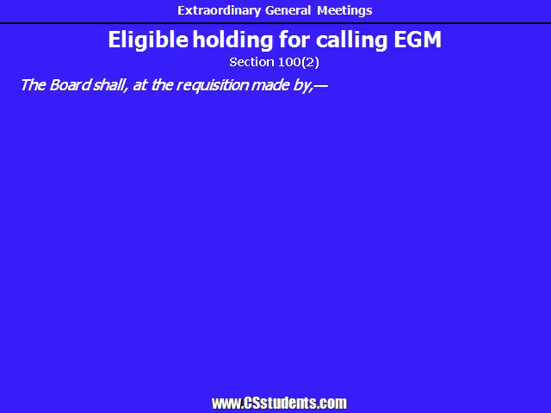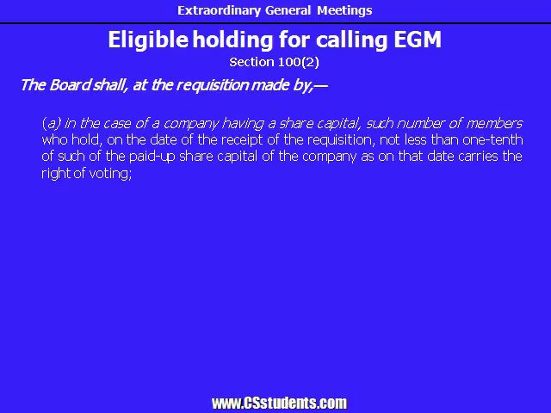Let's look at the provisions. The board shall, at the requisition made by A, in the case of a company having a share capital, such number of members who hold, on the date of the receipt of the requisition, not less than 1/10 of such of the paid-up share capital of the company, as on that date, carries the right of voting. So, the clause A deals with the companies having share capital.